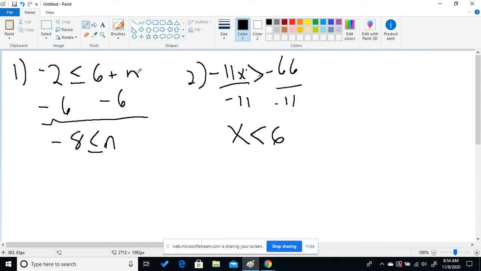Things you need to remember: follow the same steps we've been doing with equations. You also need to remember to flip the sign when you multiply or divide by a negative number.